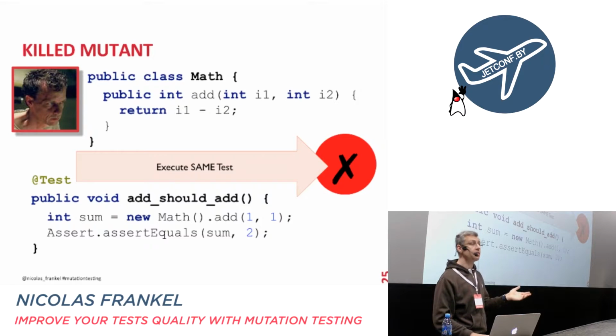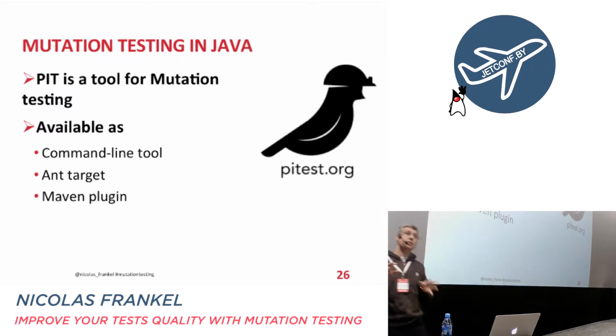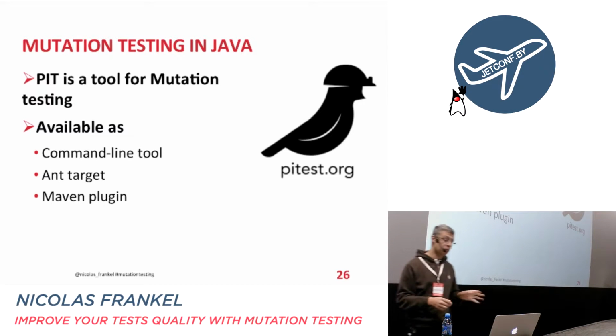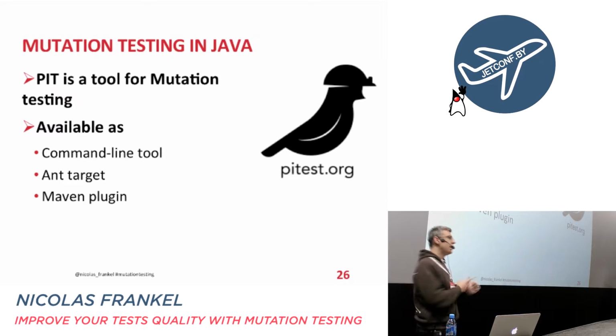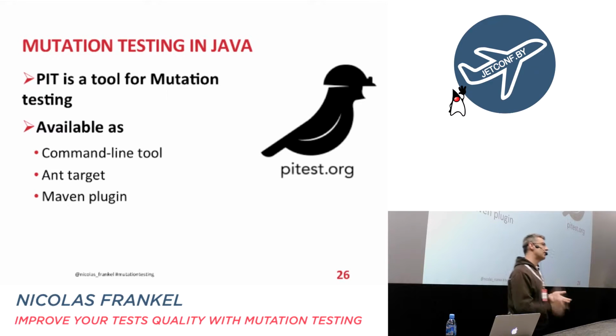How do we achieve that? I mean, is it only a theory, or can we do that? Sure, guys, we can do that. There is already something. There are some tools, not many, but there are some tools that provide mutation testing in Java. And the most advanced is called PIT. It's available as a command line tool. It's available as an Ant target. It's available as a Maven plugin.